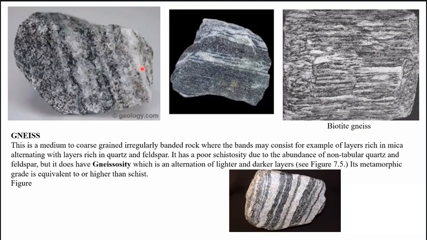Look at it here, the same thing. Here it is not very obvious, but in the second one, you can see the banding has started forming. The first one too. So it has a poor schistosity due to the abundance of non-tabular quartz and feldspar, but it does have gneissosity. That means it's gneissic. I'm going to explain all that later. Gneiss has formed kind of alternating bands. It has started separating from the light colored to the dark colored. That's what it's trying to explain to you.